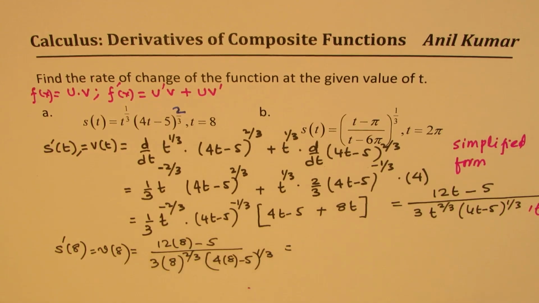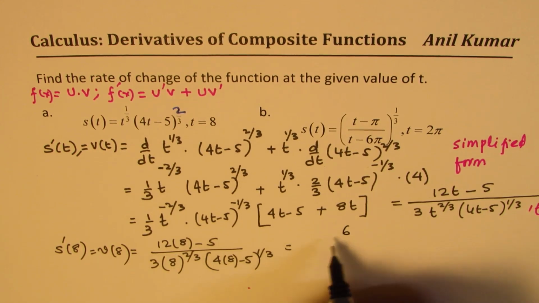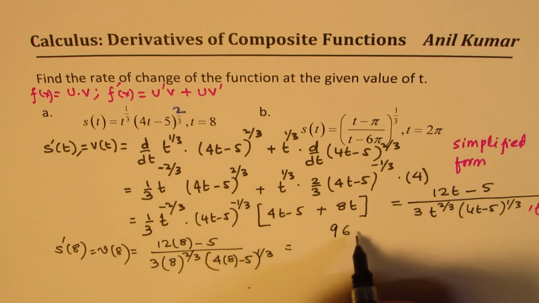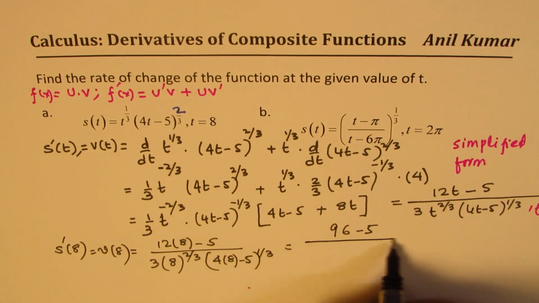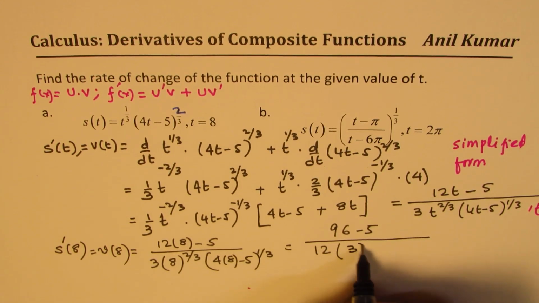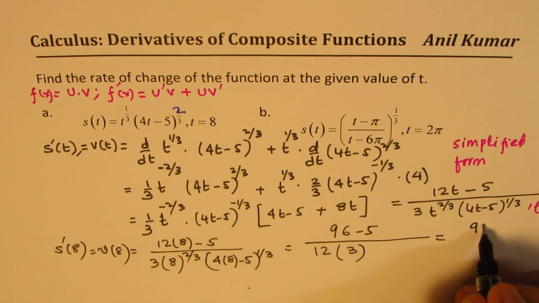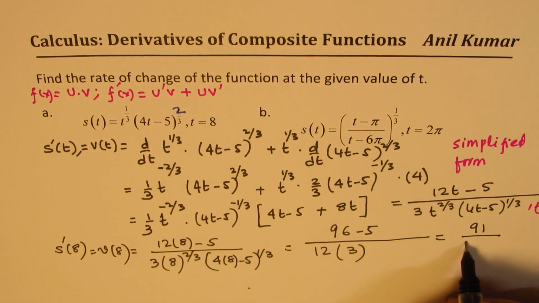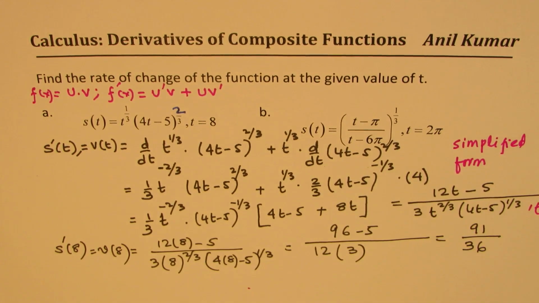So that is what? You can use a calculator also. So 8 times 12 is 96, minus 5, 91. In the denominator, 8 cube root is 2, and 2 square is 4, so you get 12 here. And here it is 8 times 4, 32, minus 5, 27, and cube root of 27 is 3. So we get 91 over 36. So 91 over 36 is your answer for the given question.